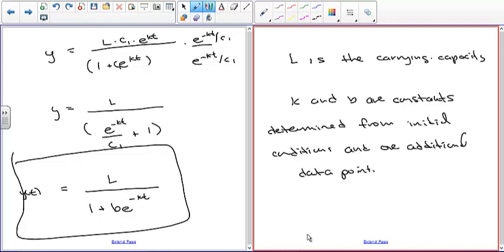So it's kind of like the exponential problems that we had earlier. You know, we needed the initial conditions.